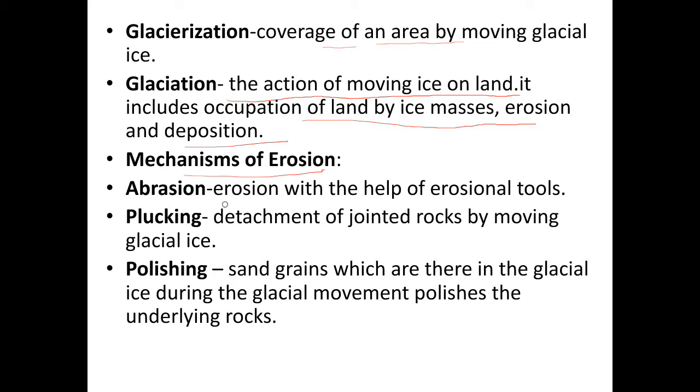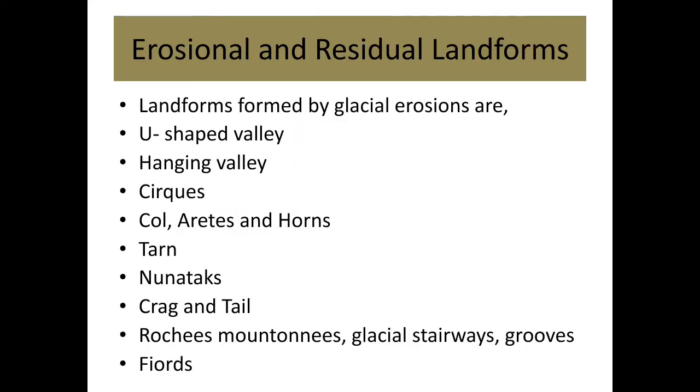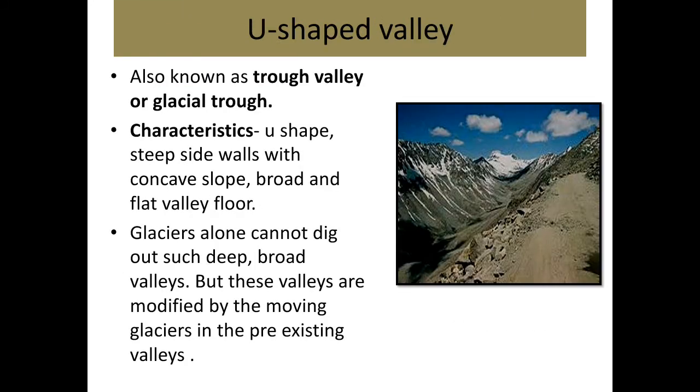In abrasion, erosion with the help of erosional tools takes place, whereas in plucking, detachment of jointed rocks by moving glacial ice takes place. In polishing, when the ice has sand grains in it, the glacial movement polishes the underlying rocks. That's how the polishing process occurs. Erosional and residual landforms: landforms formed by glacial erosion are U-shaped valleys, hanging valleys, cirques, Aretes, Horns, Tarn, Nunataks, Crag and Tail, Roches moutonnées, glacial stairways, grooves and Fiords.